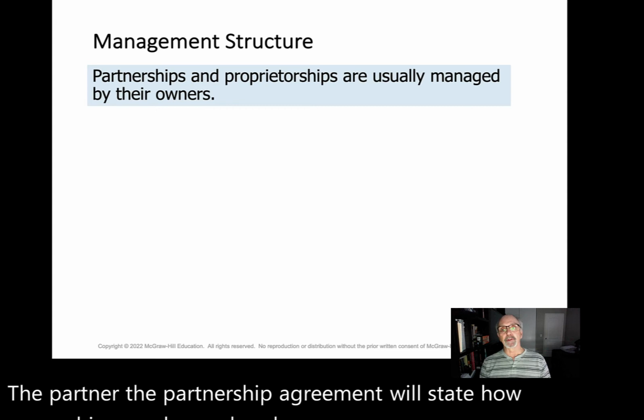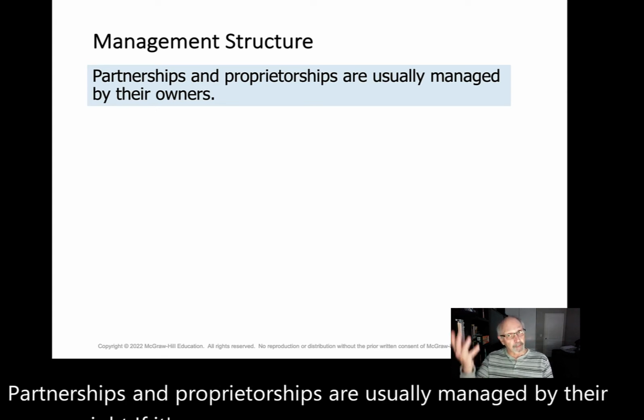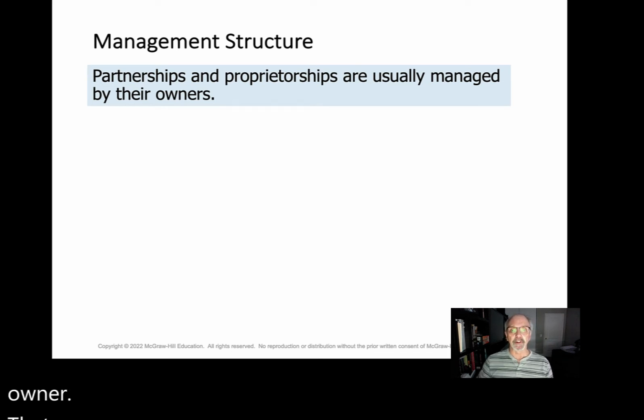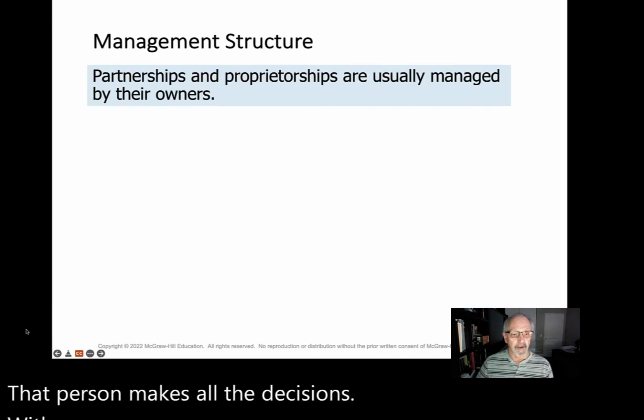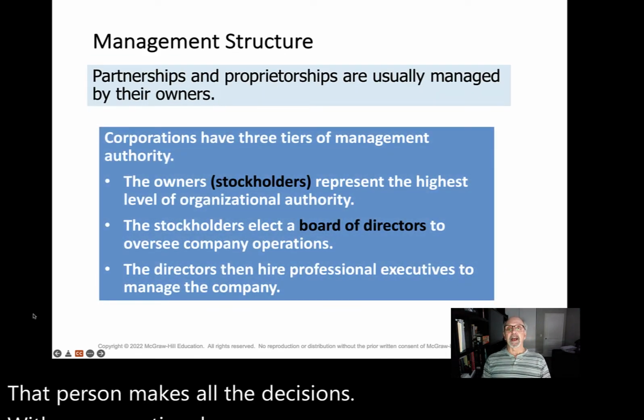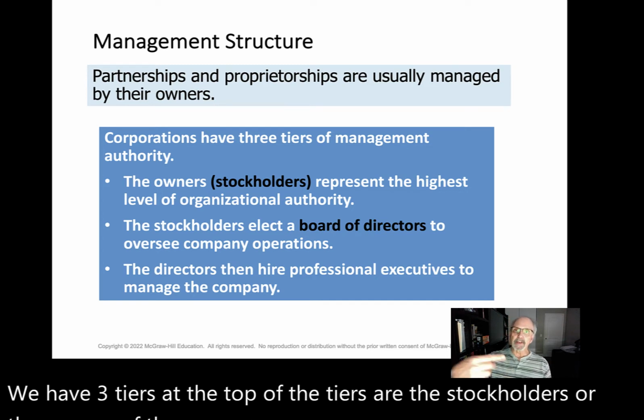Partnerships and proprietorships are usually managed by their owners, right? If it's a sole proprietorship, there's only one owner. That person makes all the decisions. With a corporation, however, we have three tiers. At the top of the tiers are the stockholders, or the owners of the corporation. Reporting to the owners is the board of directors.